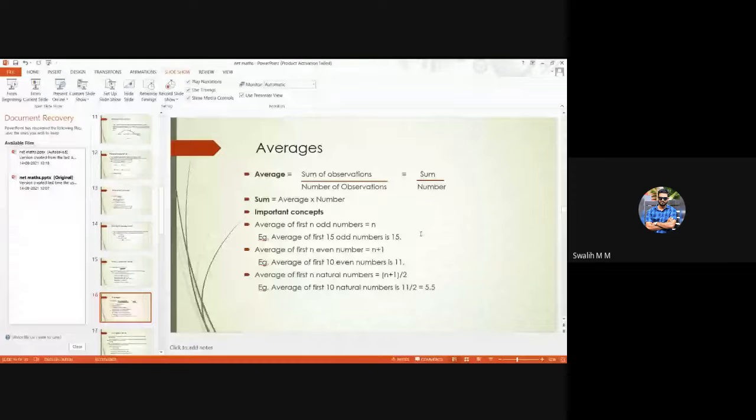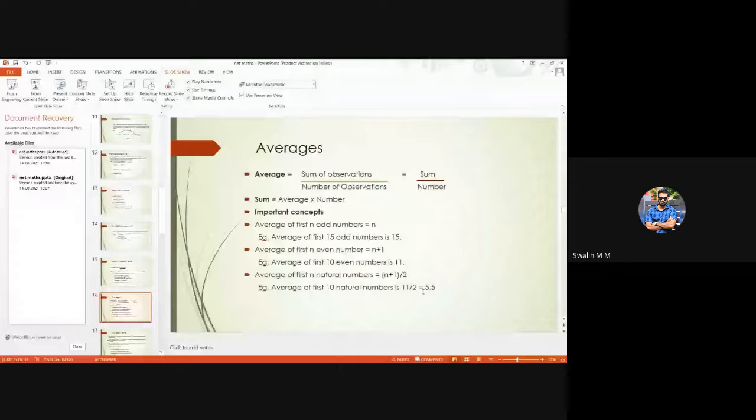Now, the average of first n even numbers would be n plus 1. See, the average of first 10 even numbers is 11. And similarly, the average of first n natural numbers, that is 1, 2, 3, 4, would be n plus 1 by 2. That is, the average of first 10 natural numbers is 10 plus 1 by 2. That would be 5.5, 11 by 2.